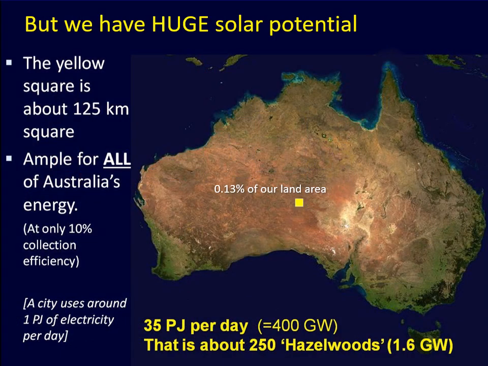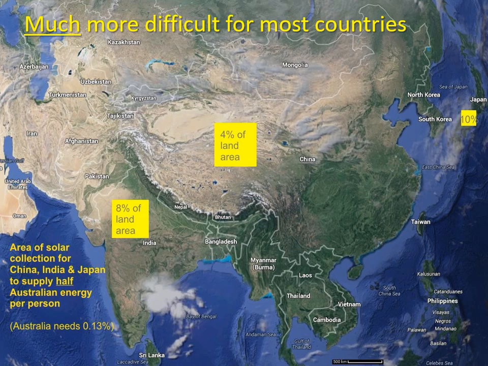But we have huge solar potential. That little area in the middle of Australia, that's 125 kilometres a side, if that was covered in solar panels, it would supply all of our energy, not just our electricity, but our fuel and gas and all the rest of it, well, as electricity. On the other hand, countries like China, Japan and India have got a much more difficult job. They would have to cover 4%, 10%, 8% of their area, even to supply half of the energy that we do.